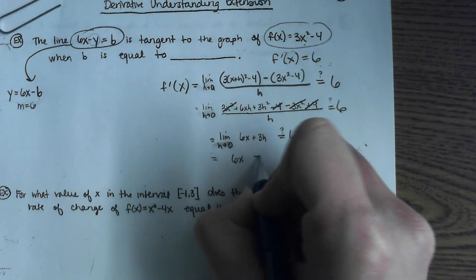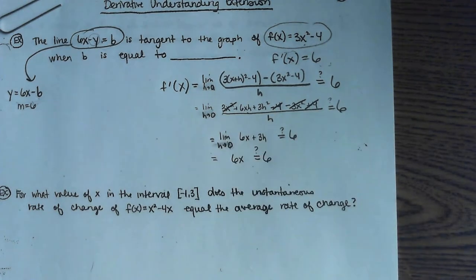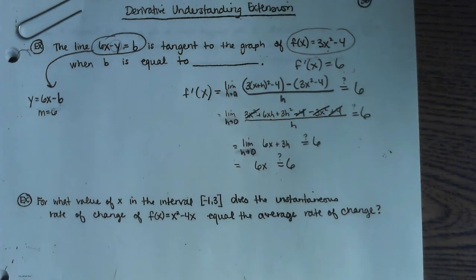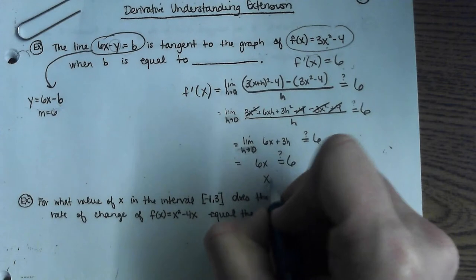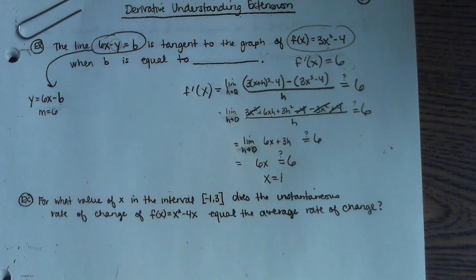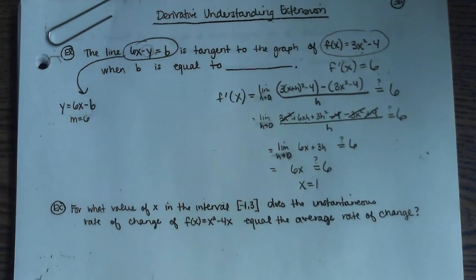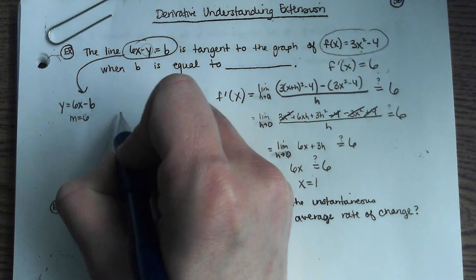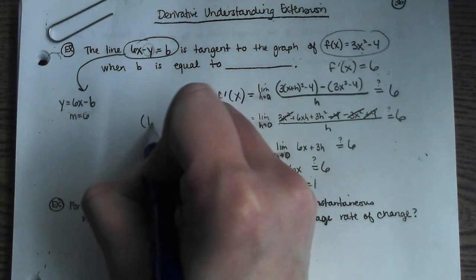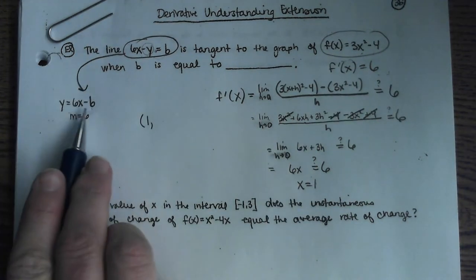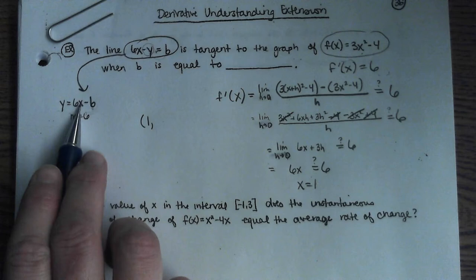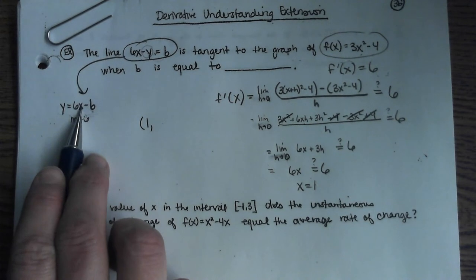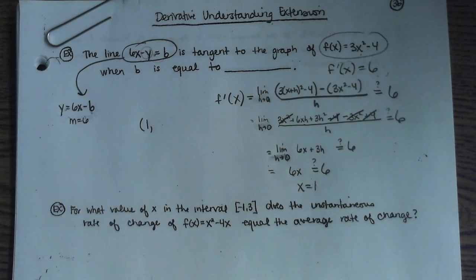And again, we are looking for when that equals 6. So at what x value will that equal 6? 1. So I know my x coordinate. x equals 1. I need to find my b. But before, if I know x is 1, I need to know what y is before I'm going to be able to find my b.